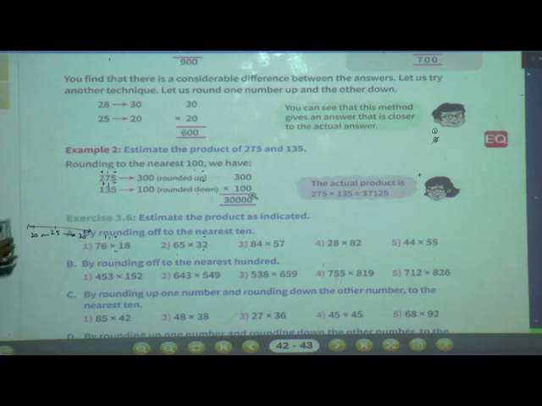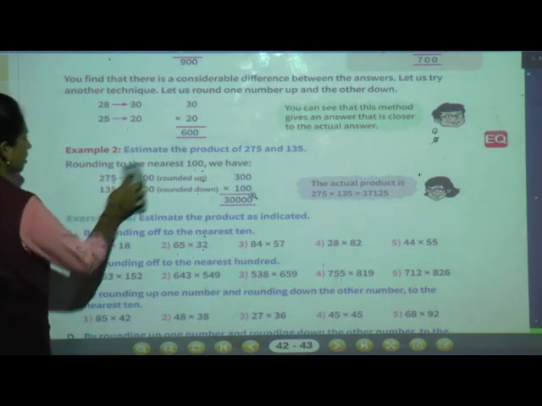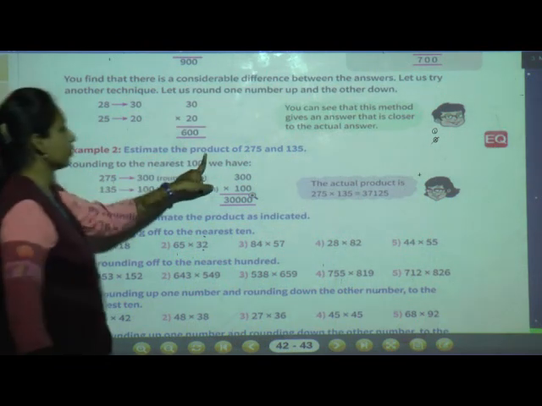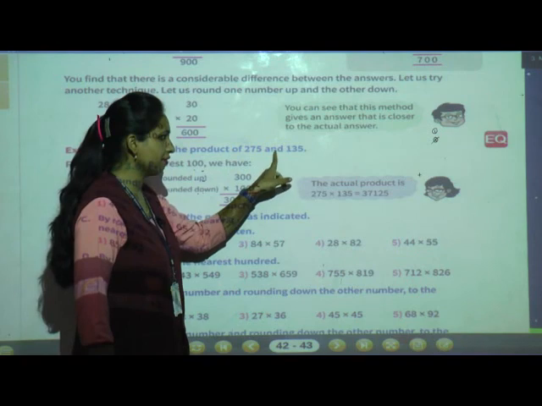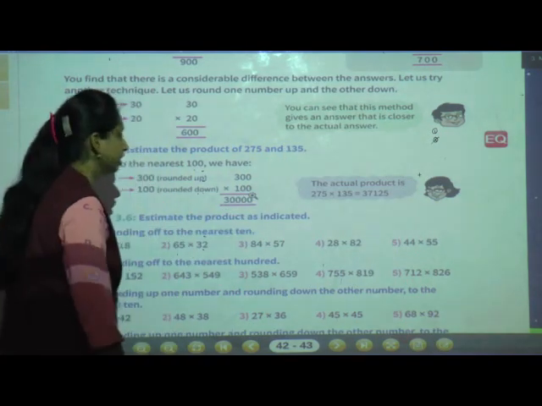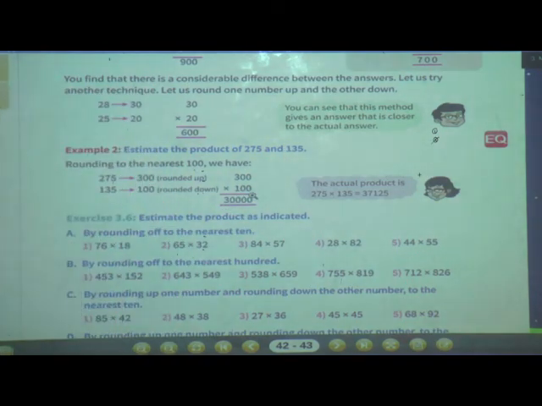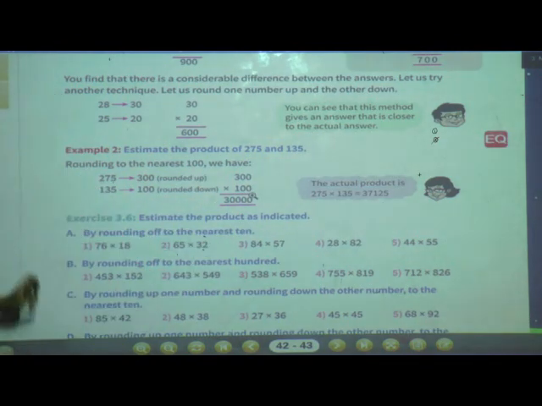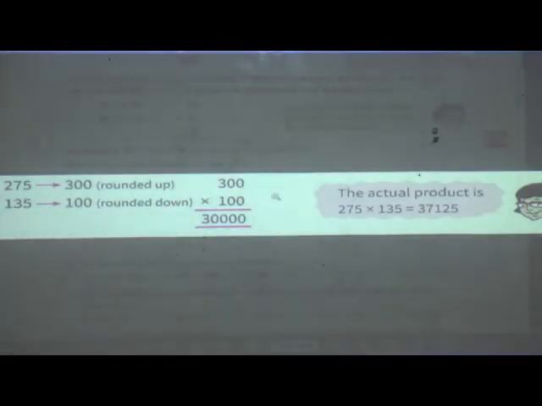Now here is one more example, example number 2. Estimate the product of 275 and 135. Now they have given 3-digit numbers. Okay. Now what we have to do? Rounding to the nearest 100. So we have these two numbers, 275 and 135, isn't it?